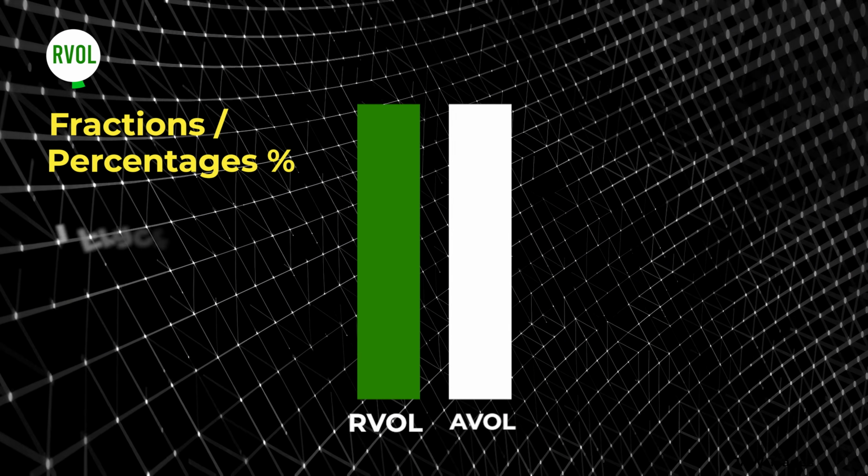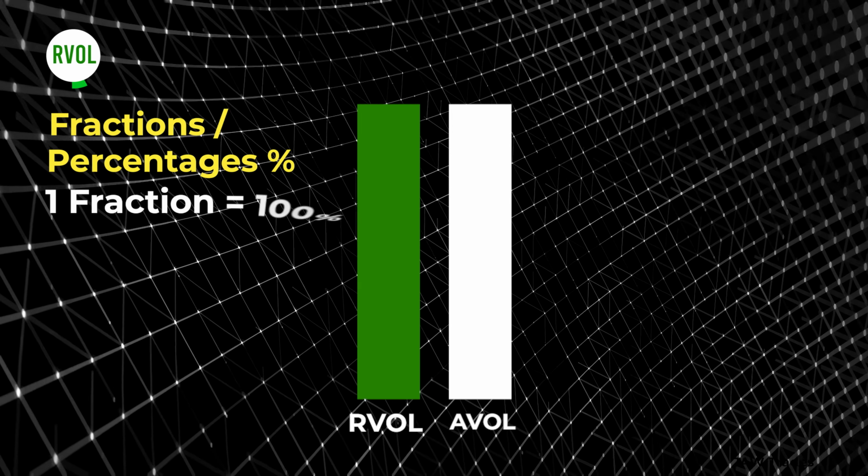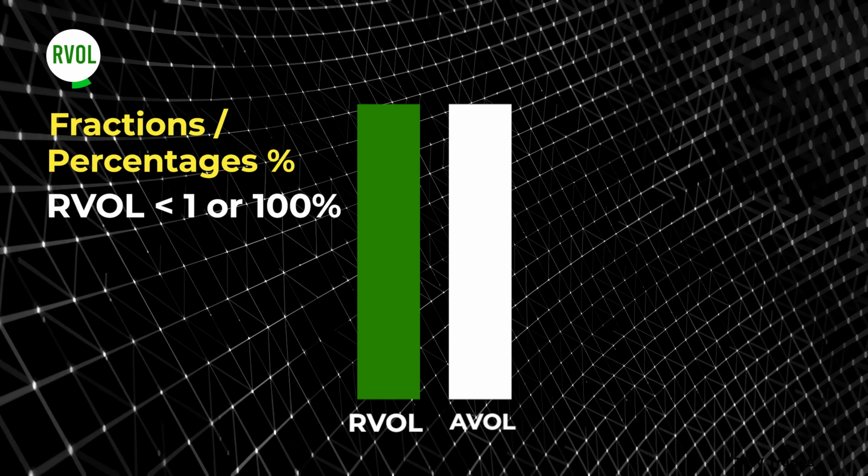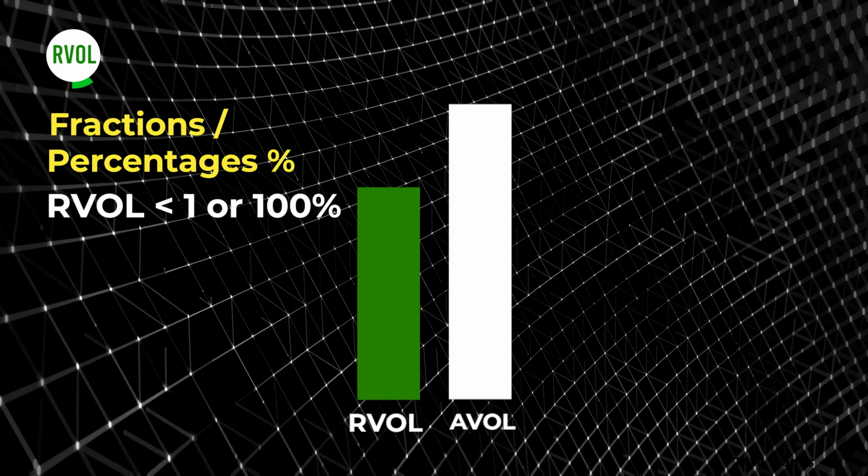So this indicator shows you the real-time volume of a stock, whether the real-time volume is higher or lower than average volume. You can look at RVol in terms of fractions or percentages. One fraction is equal to 100%. So if RVol is less than 1 or less than 100%, that means the volume on that stock for that specific period is lower than average volume.